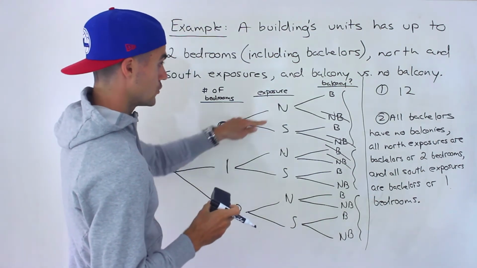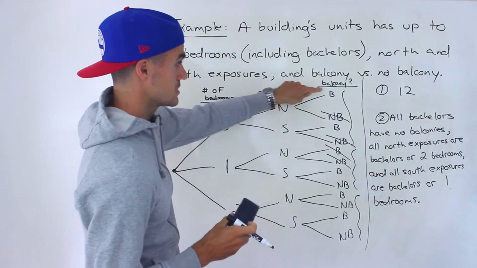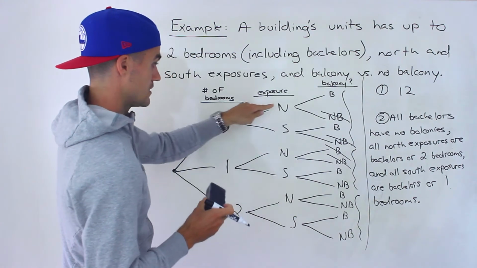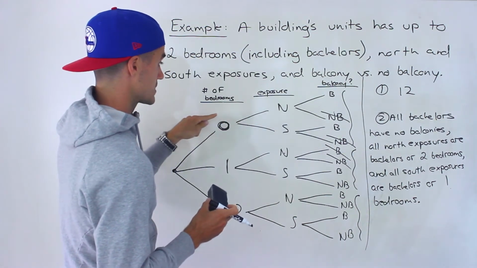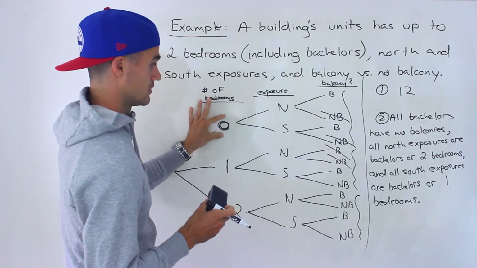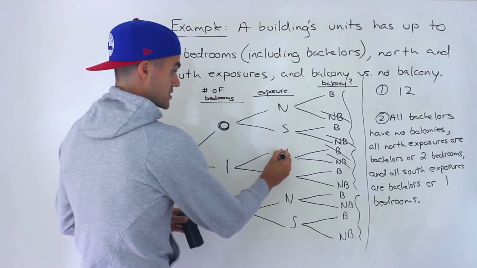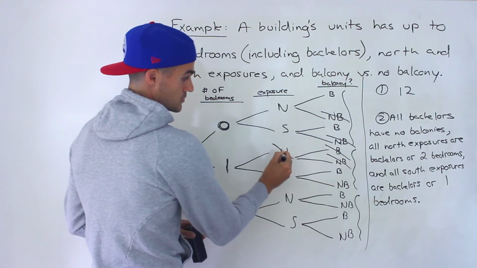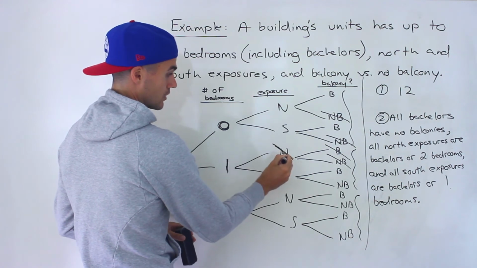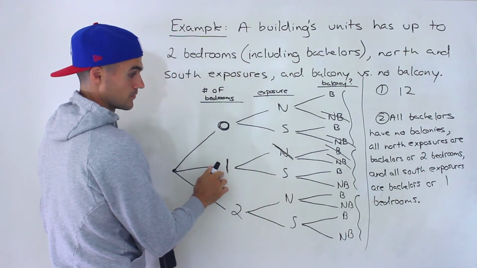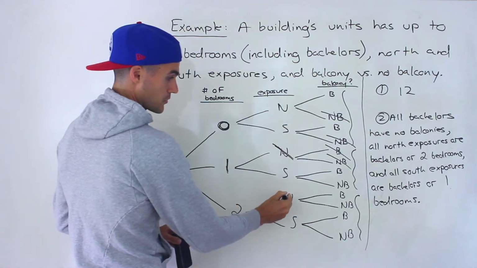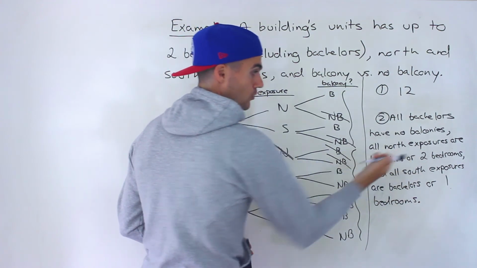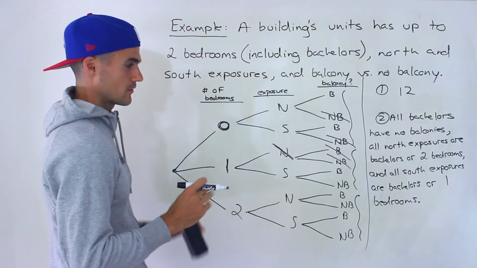So if we look at the other north exposures, notice we go the other way. North exposure, this north exposure here is a bachelor. This north exposure is 1 bedroom, and we know that's not possible, so we crossed out these 2 possibilities, which came from this branch over here. And then this branch came from this 1 bedroom. And then this north exposure has 2 bedrooms. And notice that you can have north exposures with 2 bedrooms. Right? Hopefully you're getting what I'm saying.